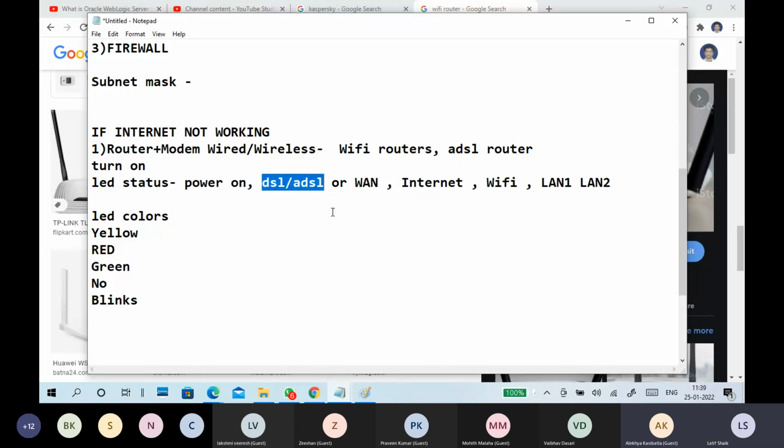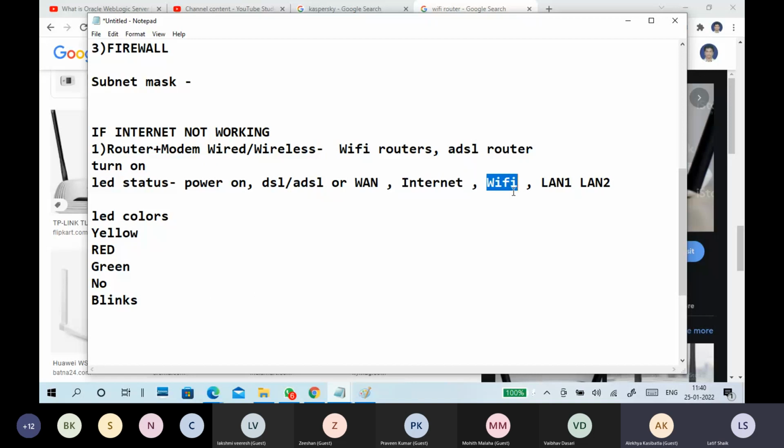ADSL, if you are using ADSL type of modems, or a WAN type of modems, or a direct Wi-Fi router type, check whether it is on or not. When internet flow is there, this is for wire connectivity, and this is for internet authenticated, user authenticated. If this is blinking green, the connection is giving internet connectivity. If this is blinking red, there is a problem with your internet service provider.